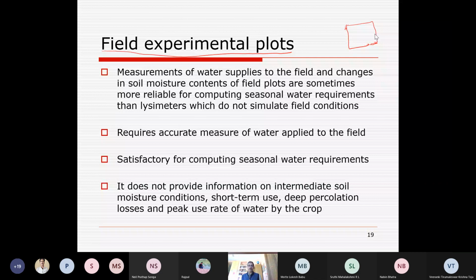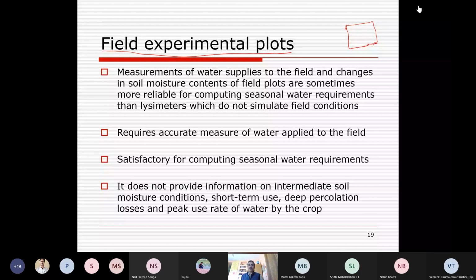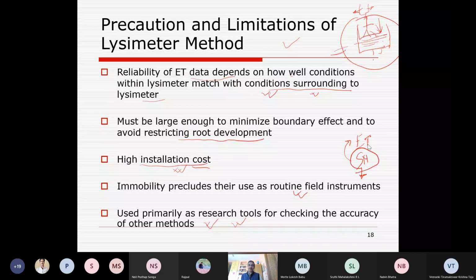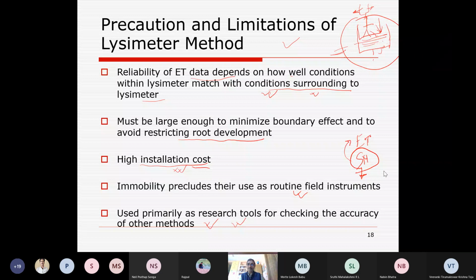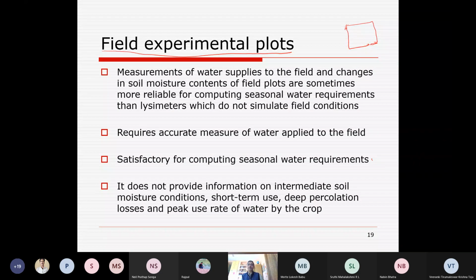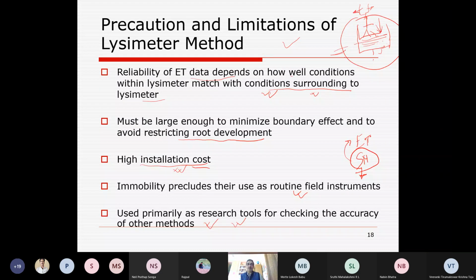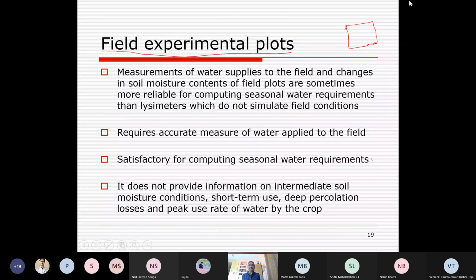Nobody was answering. What is the basic method of soil moisture measurement? Gravimetric method. That is the gravimetric method, right? Yes, sir. And lysimeter is the basic method of measuring evapotranspiration. So it is used as a primary research tool for checking the accuracy of any other method of estimation, right?